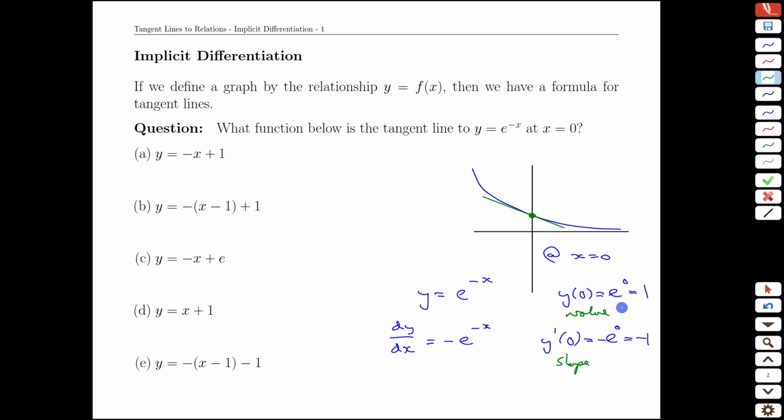With those two ingredients, slope and value, we can build our linear approximation, or our tangent line formula. We take the slope times x minus the point where we're referencing ourselves, which is 0 here, plus the value, and at the end of the day, we would most likely rewrite that as 1 minus x, or negative x plus 1. Looking down the list here, we see that a is the function that we would use as the linear approximation to e to the negative x at the point x equals 0.